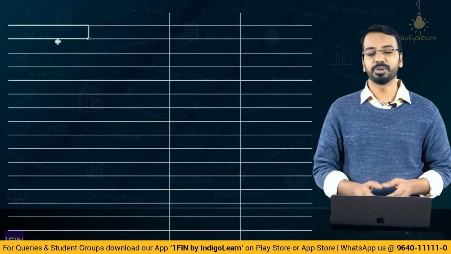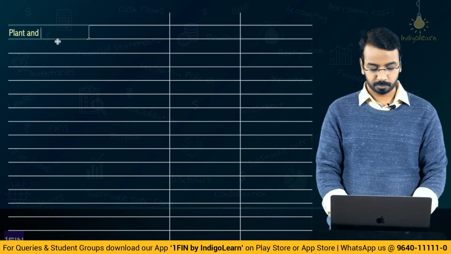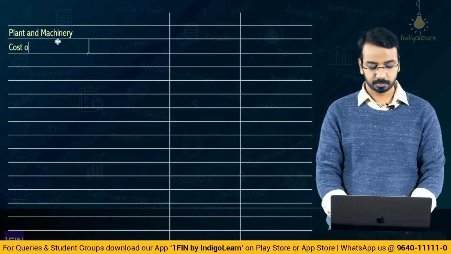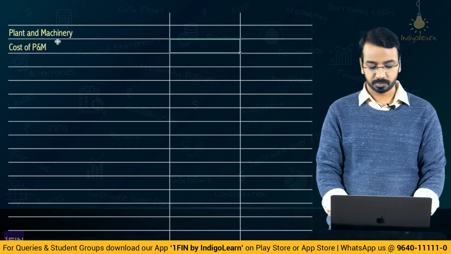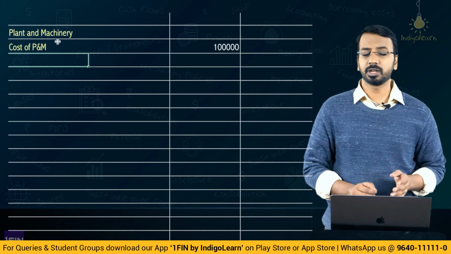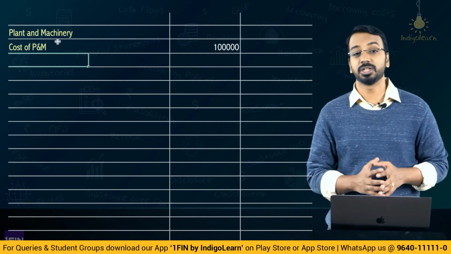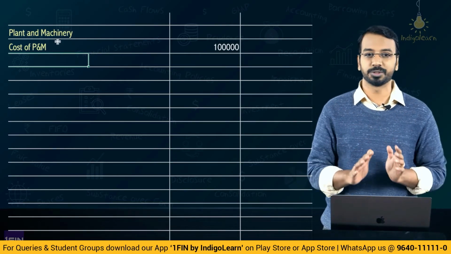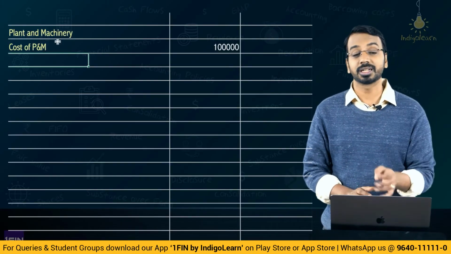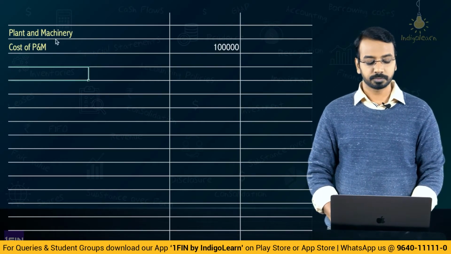So, say for example, the company has purchased a particular plant and machinery, okay? And the cost is 1 lakh, simple, okay? Now, this plant and machinery, because it does not meet certain conditions, let us say it has been imported, and these kind of plant and machineries which are imported are not allowed for tax purpose. So what happens is, as far as the taxation is concerned, there will be no deduction allowed for depreciation of this plant and machinery.